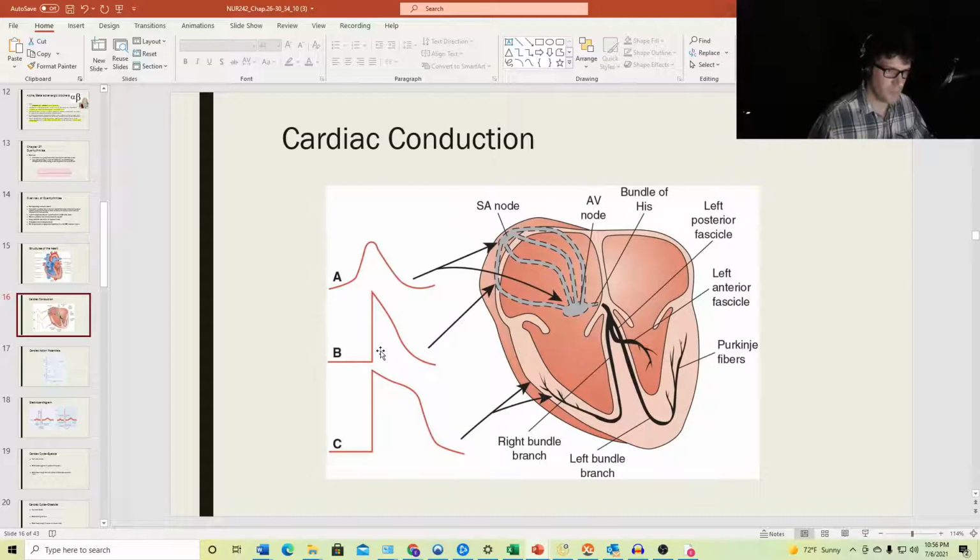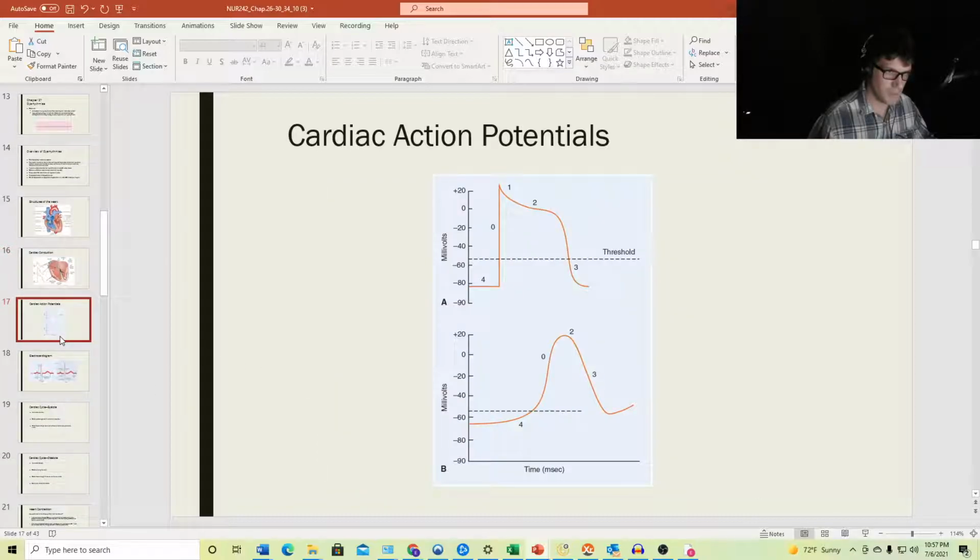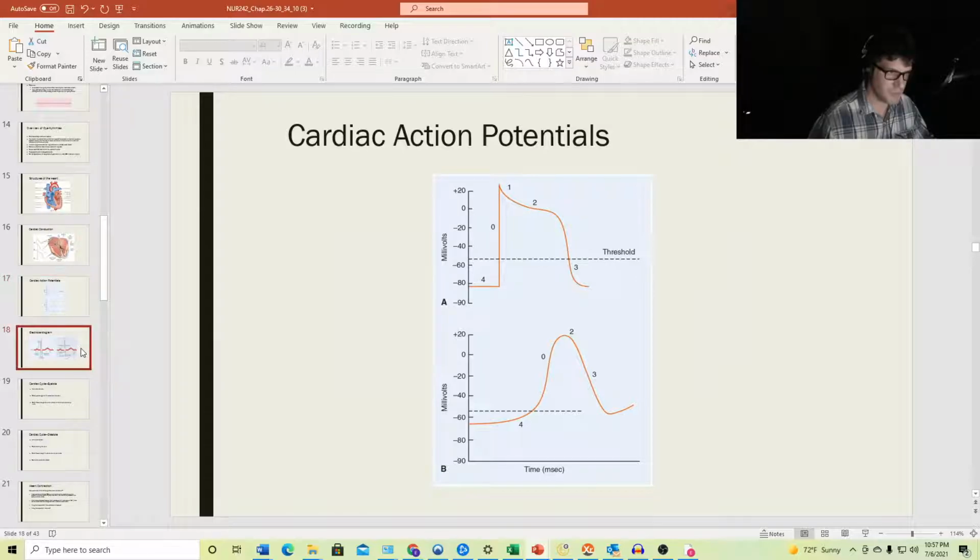We have a few little waves here, A, B, and C, talking about, it looks like maybe polarization of the SA node and the AV node, and Purkinje fibers. So that's pretty simple stuff. I don't know. Oh, action potentials, we don't really need that.